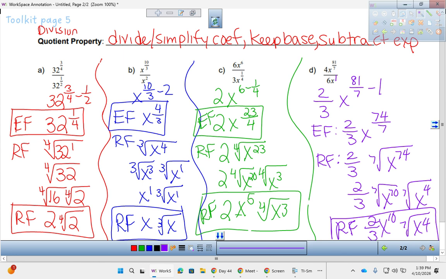The quotient property. The only thing that's different here than what we did for the warm-up, than what we did yesterday, is the first step. I changed the plus to a minus. Everything else is the same. Just know that if you're dividing, this is a subtraction, whereas if you're multiplying, it's addition.